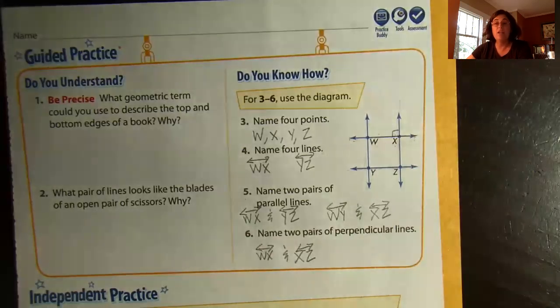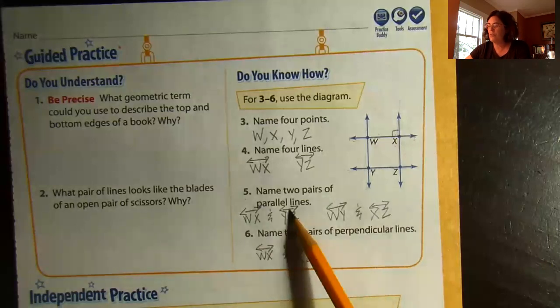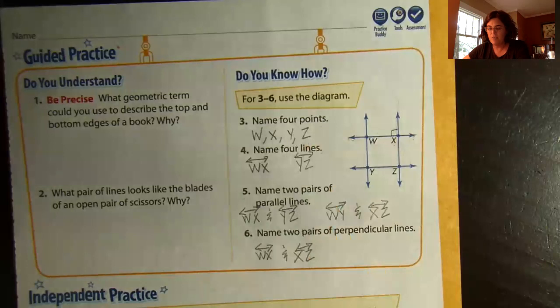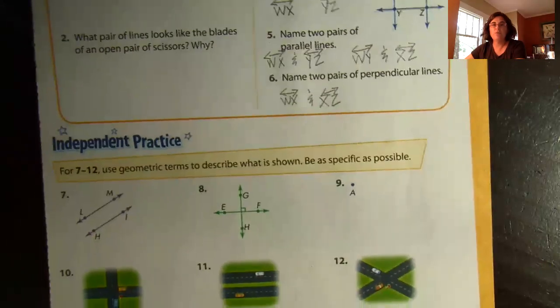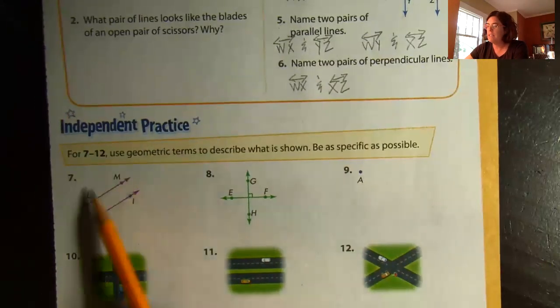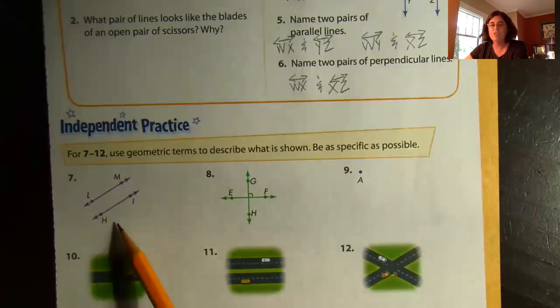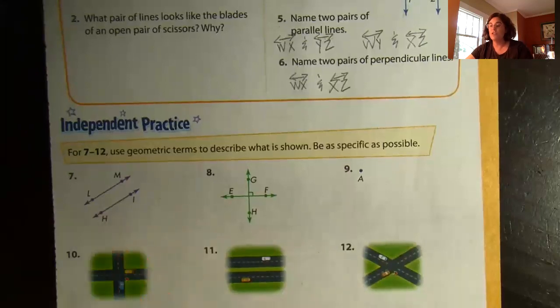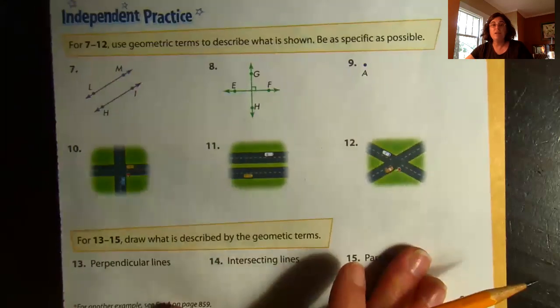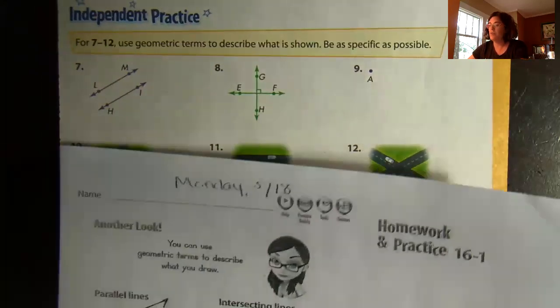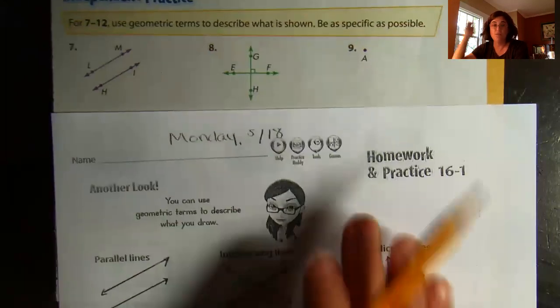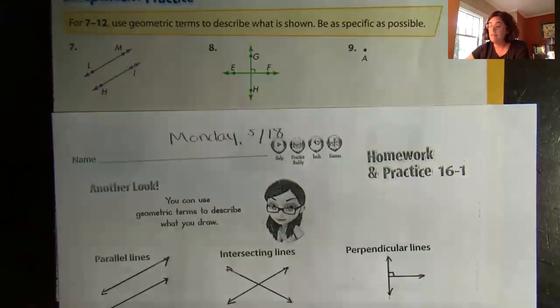So you're going to be doing that in 4 through 7. Make sure you're using the correct type of line at the top. In 4 through 7, it looks like you have all lines. So you're just going to have to be pulling out whether or not they're perpendicular, intersecting, or parallel. All right, the other thing that you're going to be doing today, which we did last week, is you're going to be looking at some diagrams, and you're going to be using geometric terms to describe what is shown. So we can use all of the terms that we just learned today, and then we can also use terms from last week.